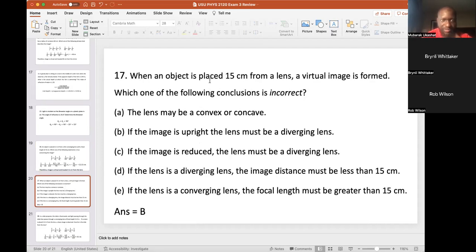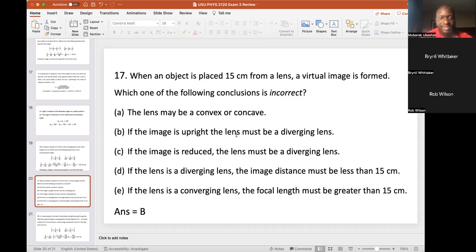Number 17, when an object is placed 15 centimeters from a lens, a virtual image is formed. Which one of the following conclusions is incorrect? The lens may be concave or convex, of course, because they could both form virtual images depending on the position. A concave lens always forms a virtual image, always. But a convex lens always forms a real image except at one position, when you are between the focal point and the lens. That is when you form a virtual image. So they can both form virtual images.